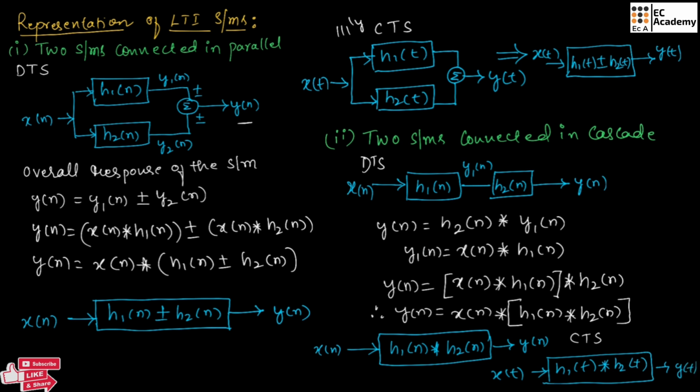Now, the systems which are connected in cascade form or in series form, we can write that as h1 of n convolved with h2 of n. So, we can convolve the response of two systems. If they are in parallel, we can take the summation of the impulse responses of two systems.